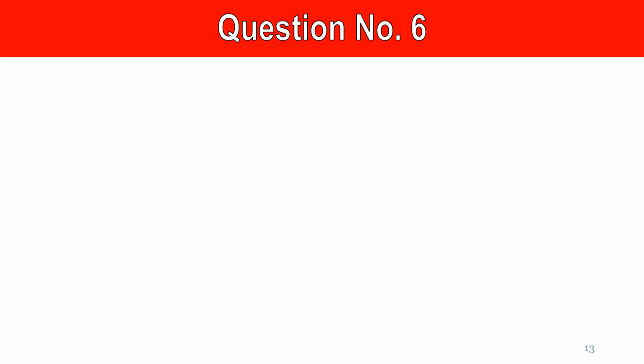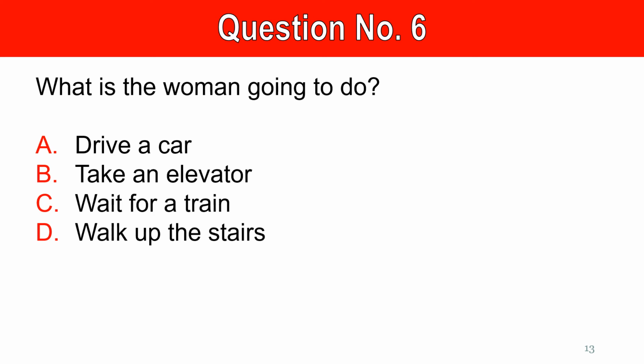Question number 6 for conversation 6. What is the woman going to do? A. Drive a car. B. Take an elevator. C. Wait for a train. D. Walk up the stairs. To check your answer, let's see the subtitle of conversation 6.